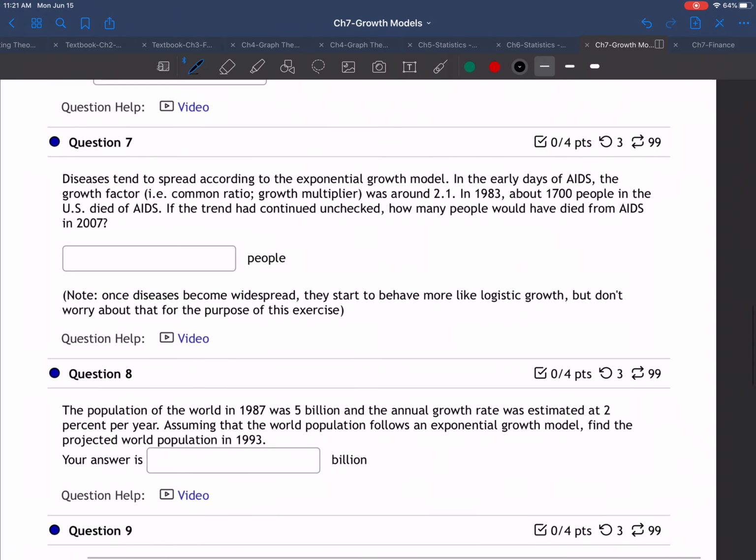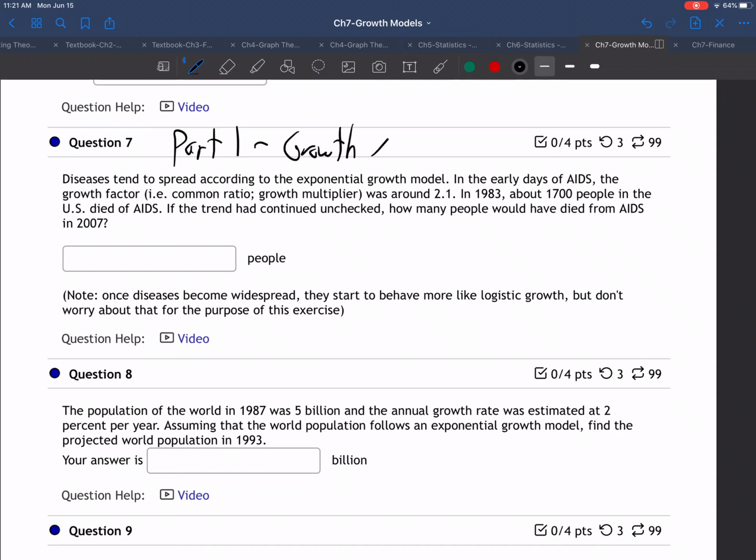Here's one of the questions from Part 1, which is the growth models section of the homework. Here's question number 7. Diseases tend to spread according to the exponential growth model. You've probably heard that. I'm making this video during the COVID days, and there's a lot of talk about the exponential growth of COVID. And diseases tend to grow that way because, as we now know quite well, people spread them to people. So a few people spread to more people, etc.